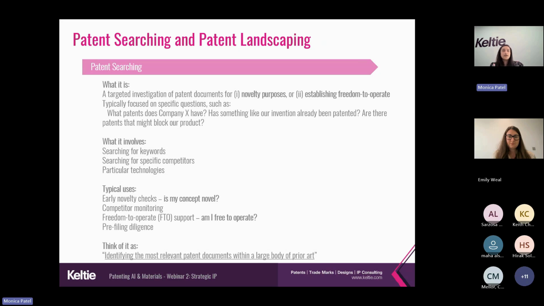We can use patent searching as a tool to monitor competitors, and depending on which stage you're at, that would be useful, and for pre-filing diligence as well, before considering filing a patent application or drafting an application. It's doing some early checks to see what your position is in comparison to your competitors.